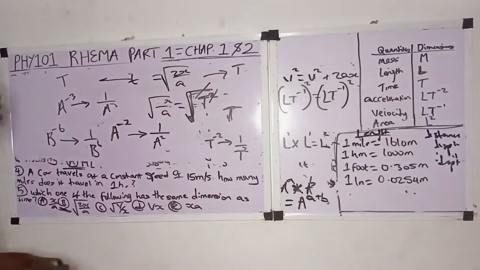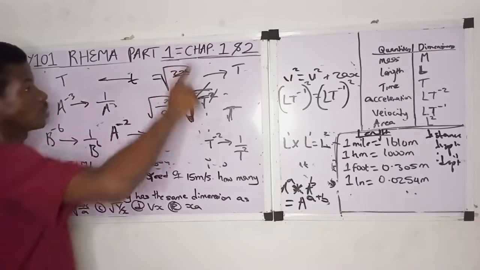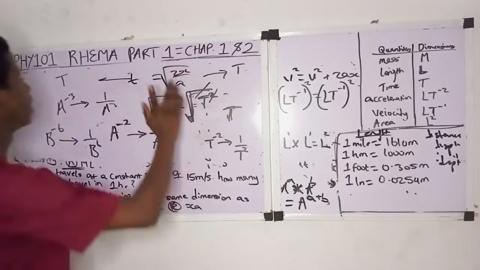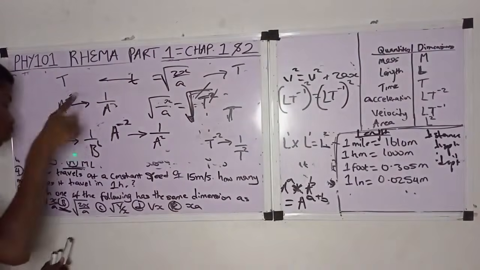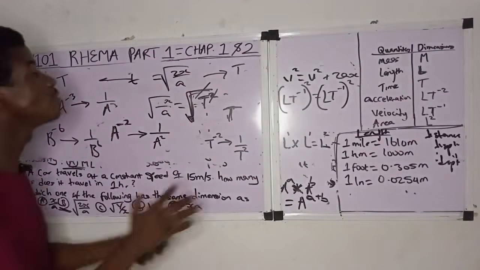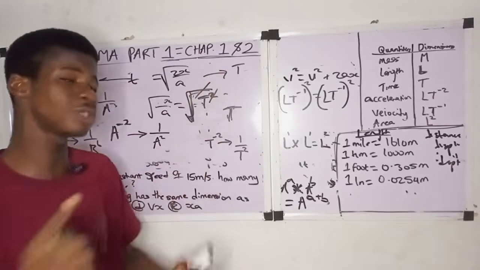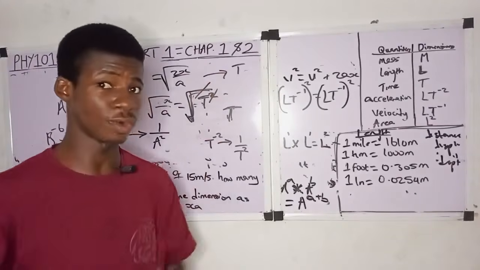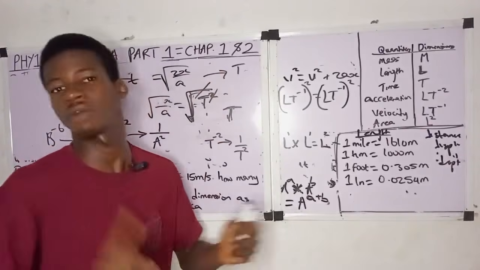So this tells you that the square root of 2x divided by acceleration has the dimension of time. So the answer is B, root 2x divided by a. Now let's move to chapter 2, vectors. This tells you that the questions from chapter 1 asked about dimension and conversion factor.